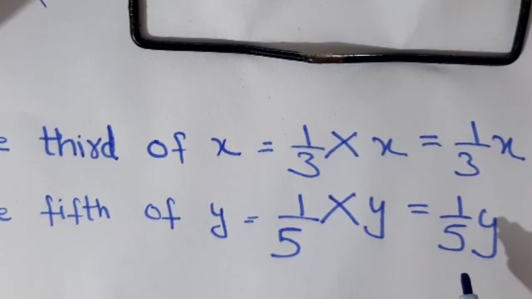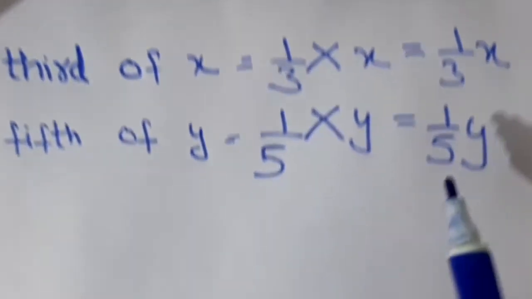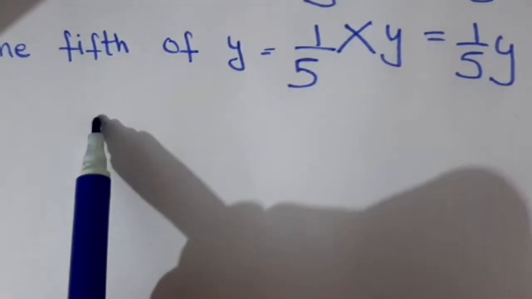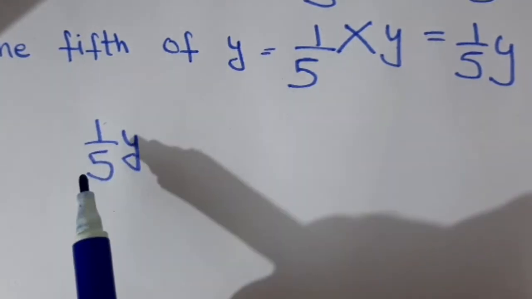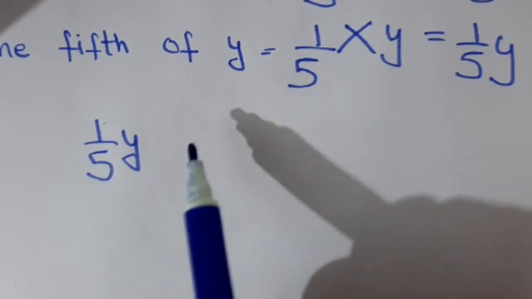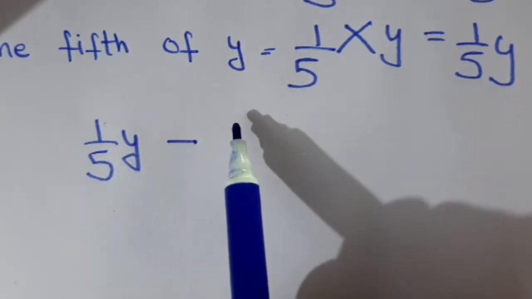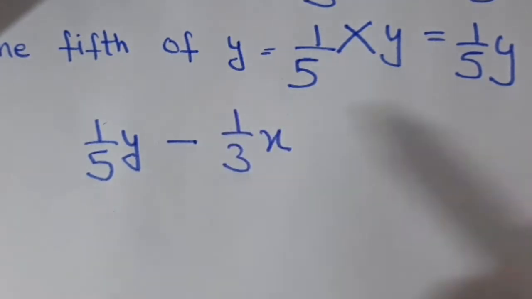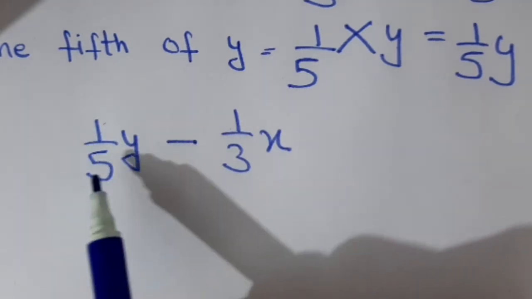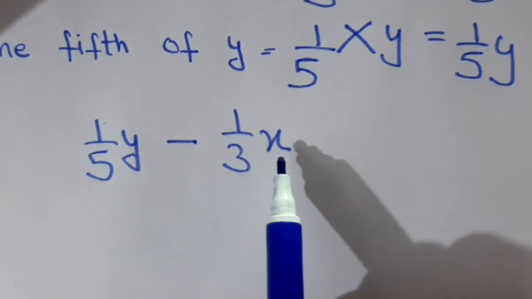Now the question is, 1/3 of X is taken away from 1/5 of Y. You know this, from means the from part will come first. So 1/5 of Y. Taken away means minus 1/3 of X. So 1/3 of X is taken away from 1/5 of Y. So that is 1/5 Y, taken away means minus 1/3 X.